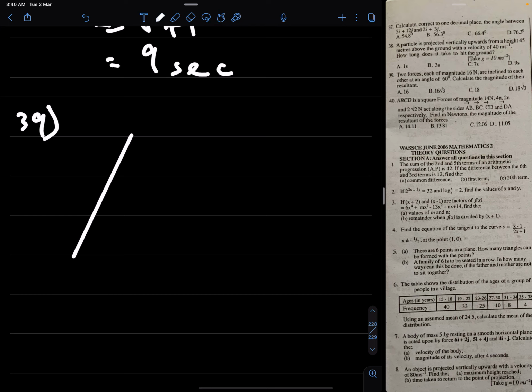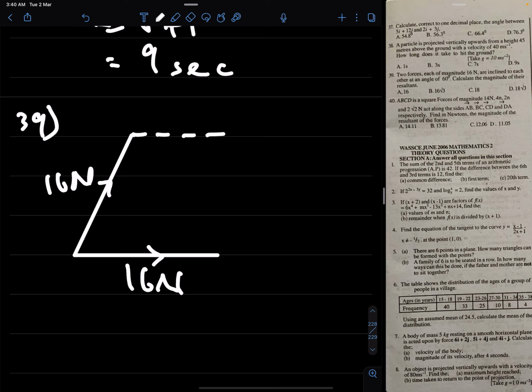Oh, that's a piece of cake. Let these be the forces: 16 newtons, and the next one is also 16 newtons. Now we represent them as the adjacent sides of a parallelogram. So this is the resultant. The resultant is drawn by the parallelogram law of forces, from a common point of the two forces.